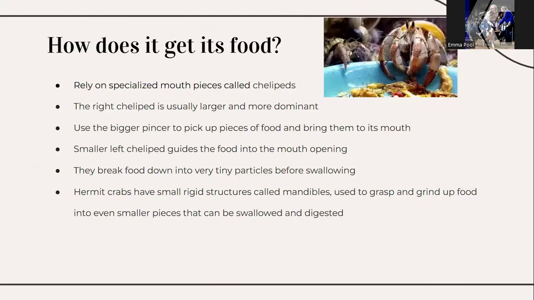Then the hermit crabs have small, rigid structures called mandibles, and they use these mandibles to grasp and grind up the food into even smaller pieces that can be swallowed and digested.